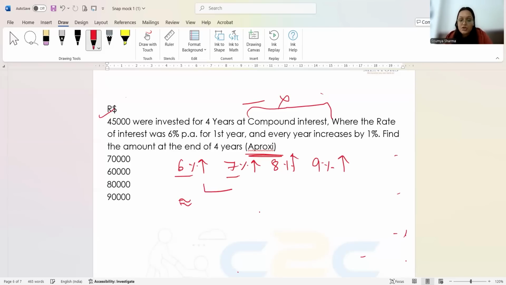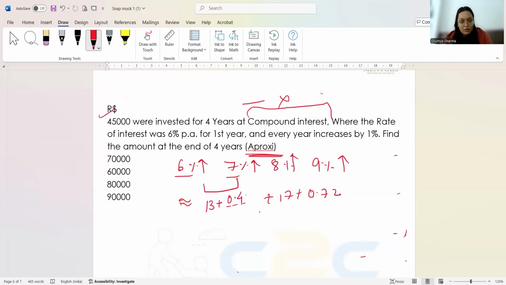So the net total increase you can get by the successive increase formula. Use 6 and 7. So when you use 6 and 7, it will come out to be 13 point something. 13 plus 6 into 7 by 100. This will be 13 plus 0.42. Then with 8, it will be 8 into 7 by 100.